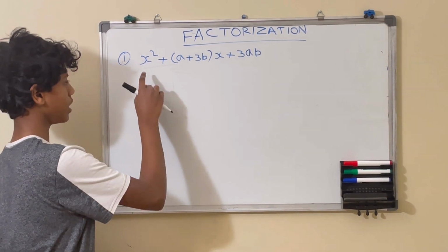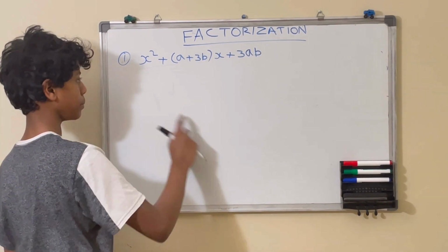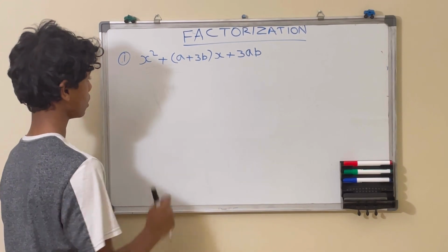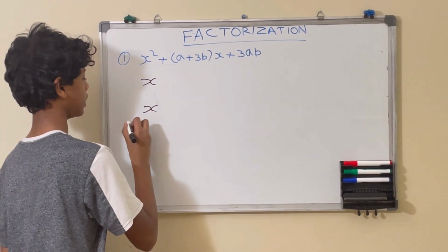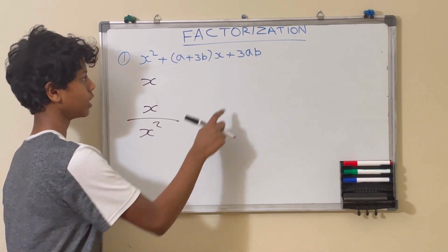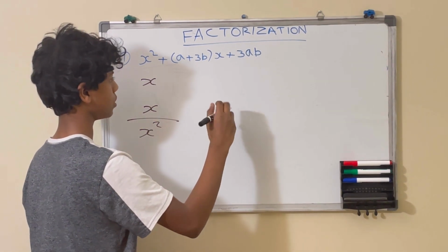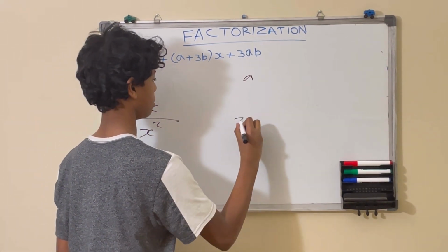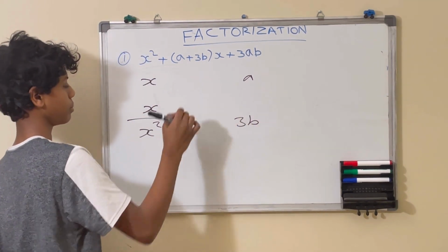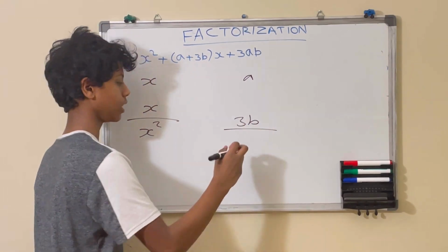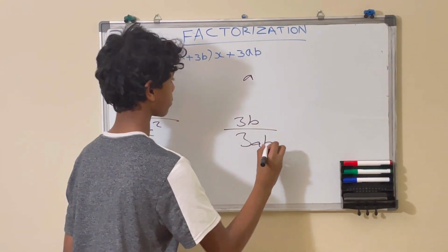So now we need to take the factors of our first term and our constant. x squared can be split into x times x, and that equals x squared. 3ab can be split into a and 3b, because that's the only thing that makes sense to get our middle term. And when these multiply together, we get 3ab.